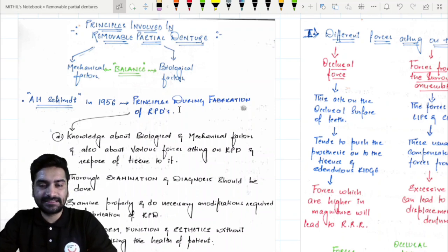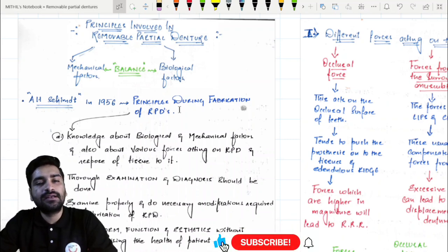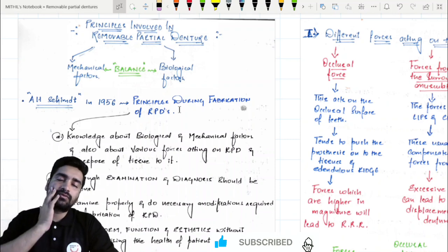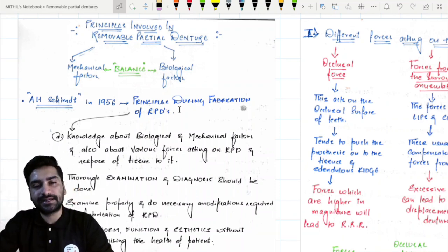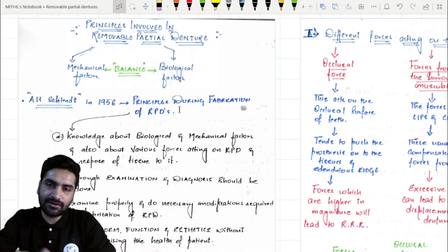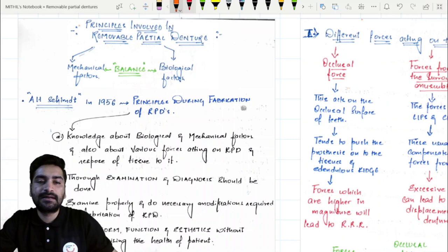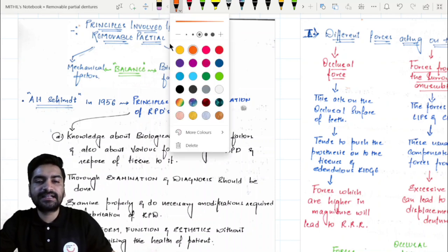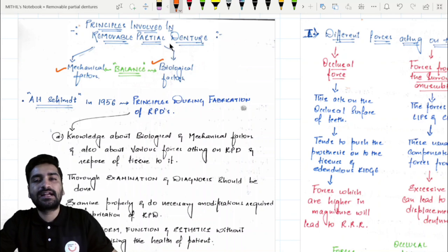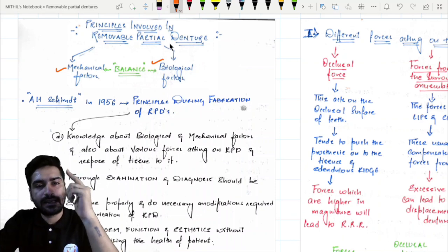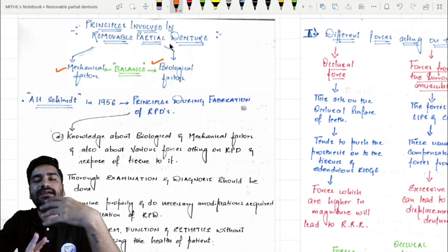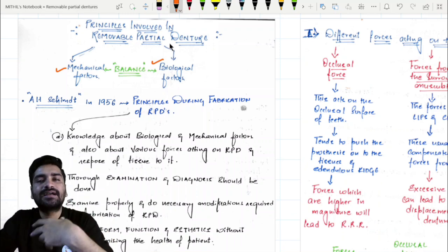And along with that, in the next part of this lecture, we'll also discuss the philosophies of designing a removable partial denture. So pertaining to this class, we'll start first with the principles involved in removable partial denture. Now when we talk about removable partial dentures, there are two types of forces which act on a removable partial denture: first, the mechanical force, and second, the biological force. Mechanical by the functional activity and biological by the tissues.